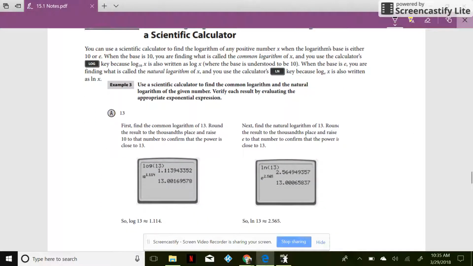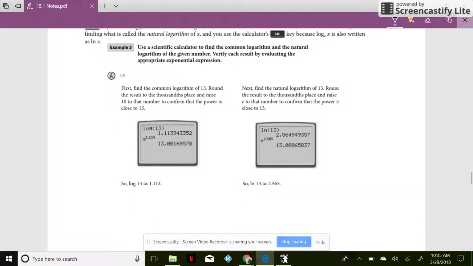You can use a scientific calculator to find the logarithm of any positive number x when the logarithm's base is either 10 or e. When the base is 10, you are finding what is called the common logarithm of x, and you use the calculator's log key, because log base 10 of x is also written as log x, where the base is understood to be 10. When the base is e, you are finding what's called the natural logarithm of x, and you use the calculator's ln key, ln for natural log, because log base e of x is also written as ln of x.